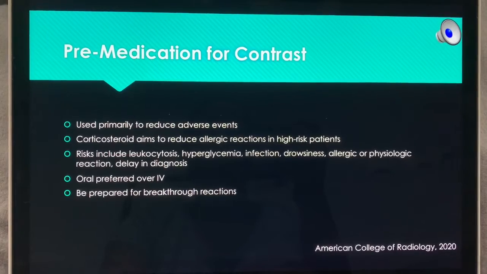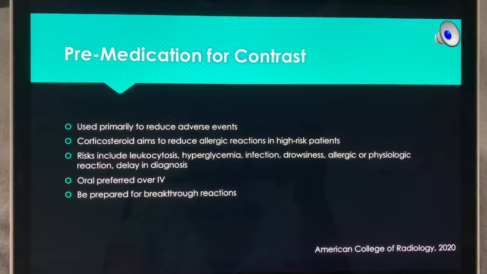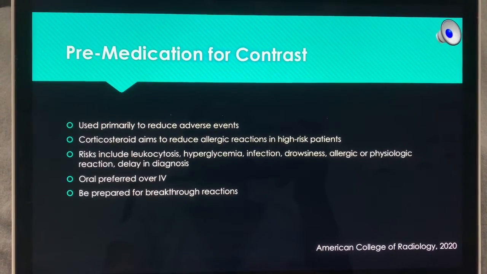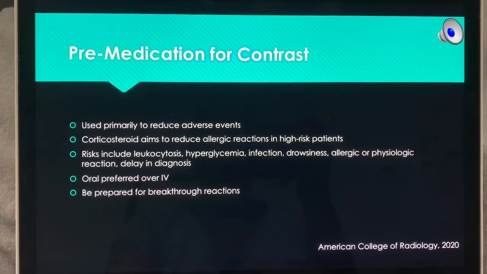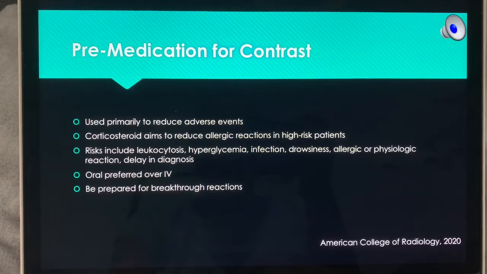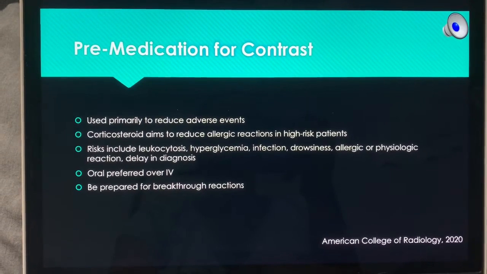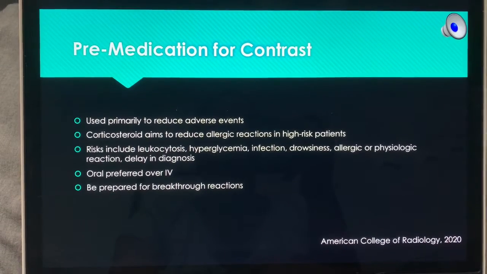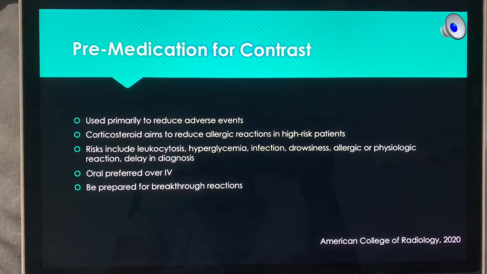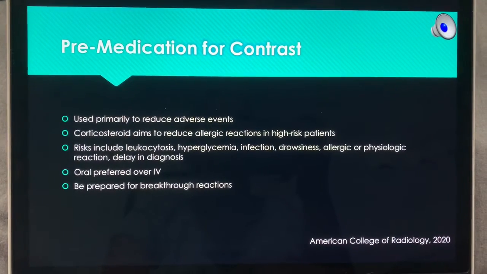Pre-medication for contrast is used primarily to reduce adverse events. Corticosteroid aims to reduce allergic reactions in high-risk patients. Some of the risk patients might include leukocytosis, hyperglycemia, infection, drowsiness, allergic or physiologic reactions, delaying diagnosis.